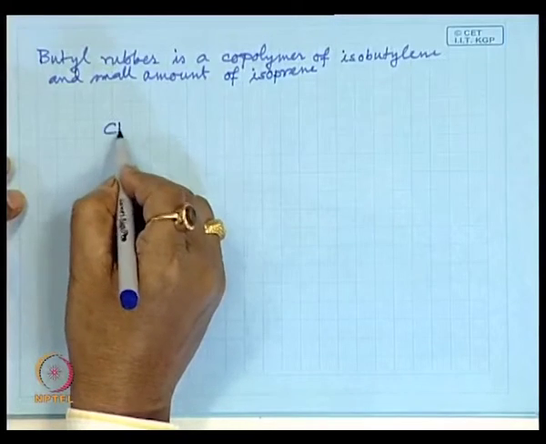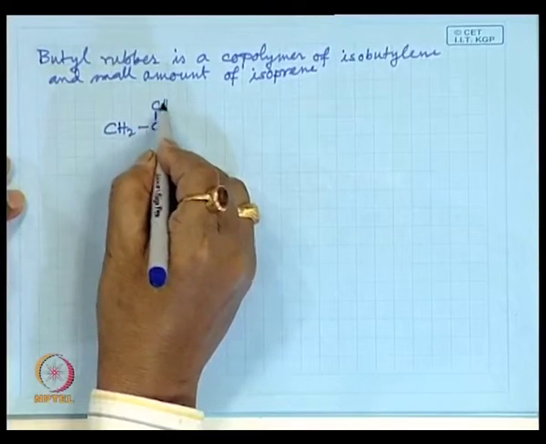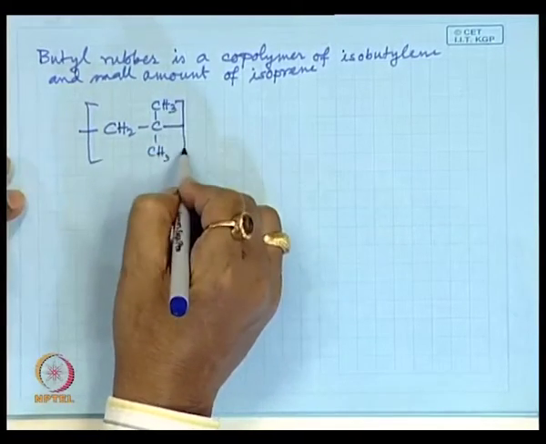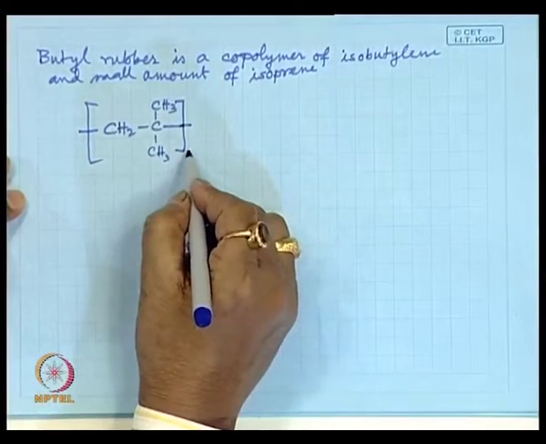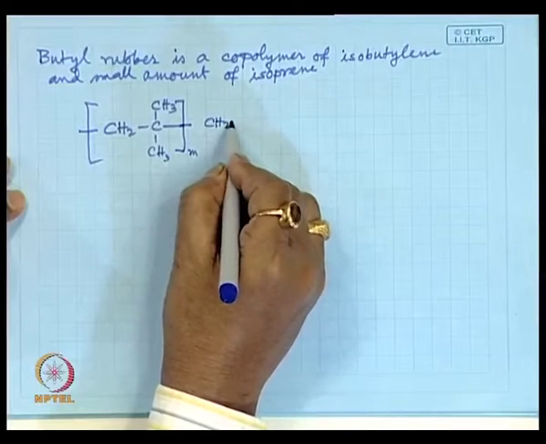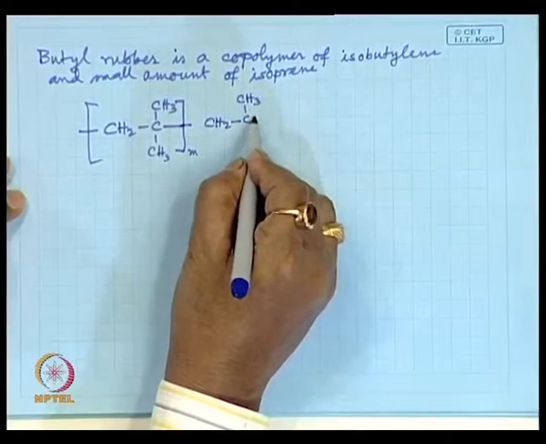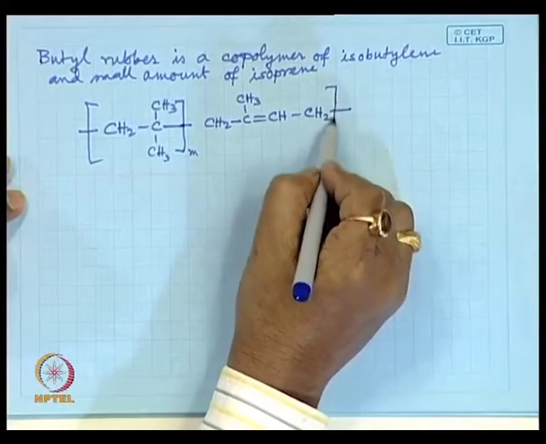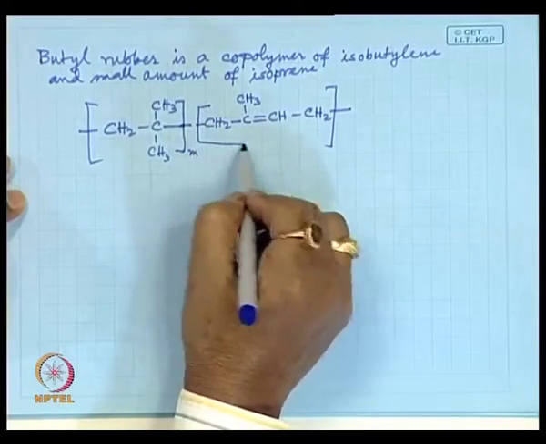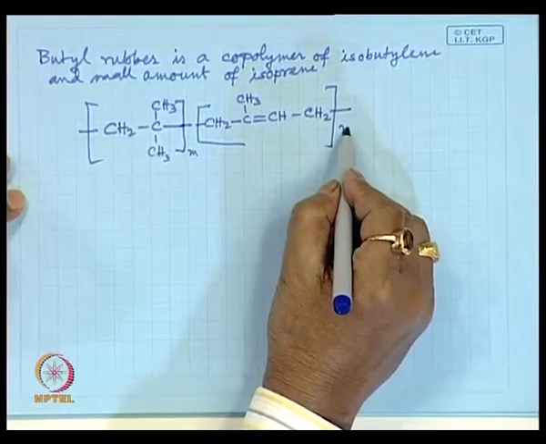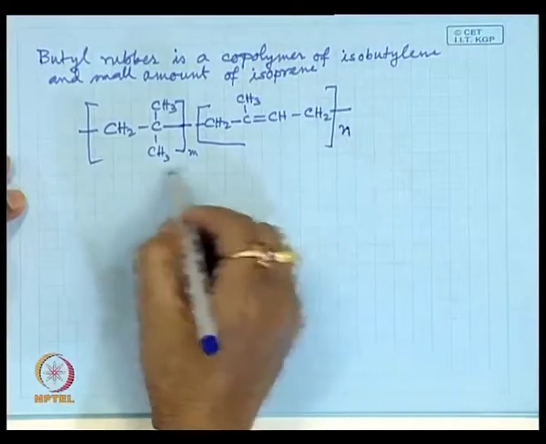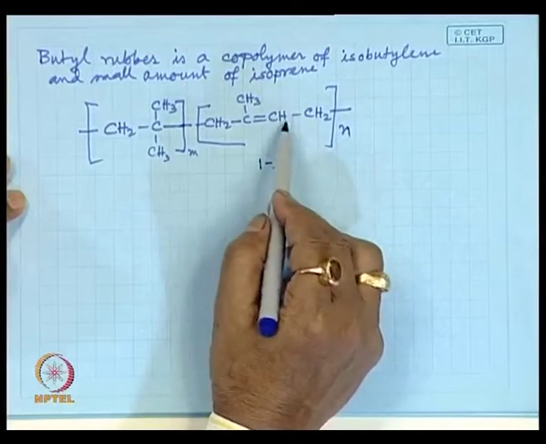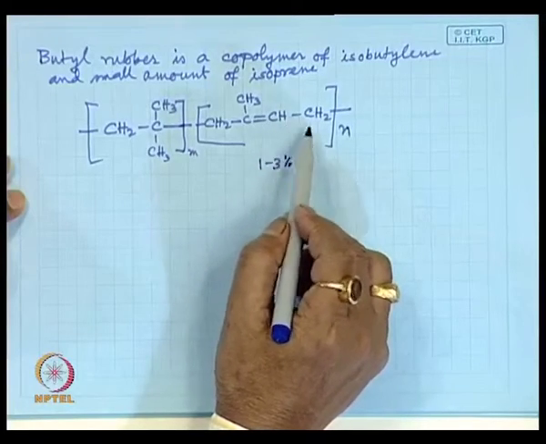I am drawing this structure. This is isobutylene, and this is isoprene. Now, this isoprene is actually 1 to 3%, though somewhere you can see up to 10% can be used. So, this is a copolymer of this isoprene unit in polyisobutylene.